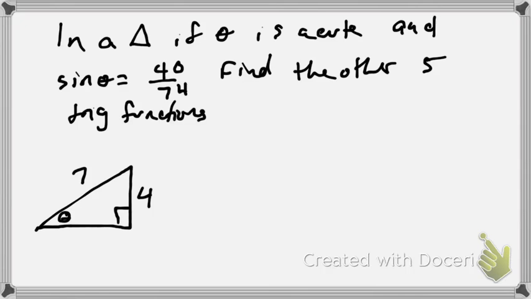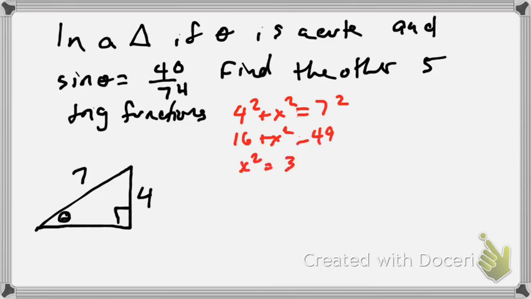And the easiest way to find that bottom side is just by the Pythagorean theorem. So let's use a different color here. The other thing is going to be 4 squared plus x squared equals 7 squared, so that's 16 plus x squared equals 49. So then it's going to be x squared equals 33. So that just means that this side is going to be the square root of 33.